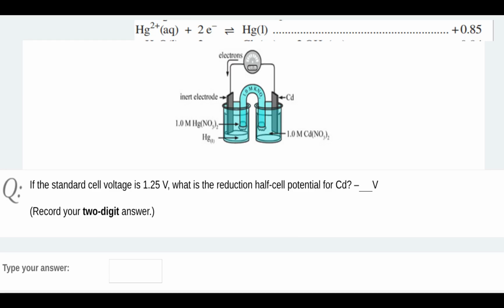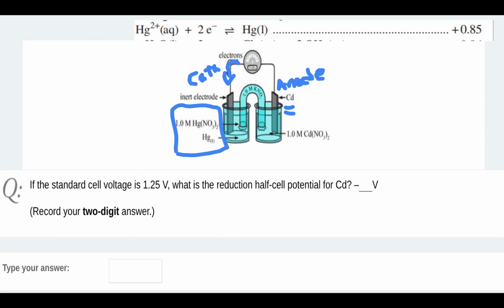So we know based on voltaic cells and electrolytic cells, electrons always move from the anode to the cathode. So I know that because they're showing the electron movement. So I know cadmium is my anode, which would mean at my cathode, the reaction to do with mercury would be the reaction that's happening there, since we do have an inert electrode.